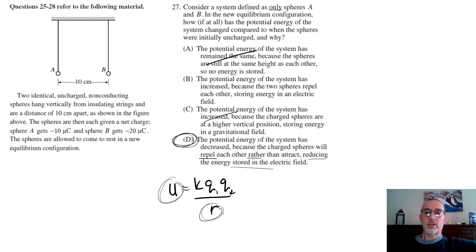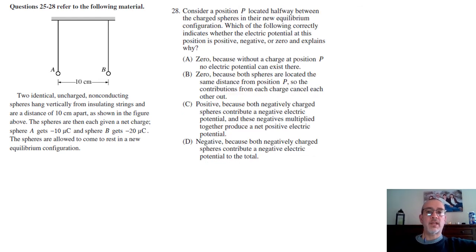All right, one more question on this. Question 28, consider a position P located halfway between the spheres in their new equilibrium configuration. So I've drawn P halfway between A and B, A with a negative 10 microcoulomb and B with a negative 20 microcoulomb. So we've got spheres A and B.